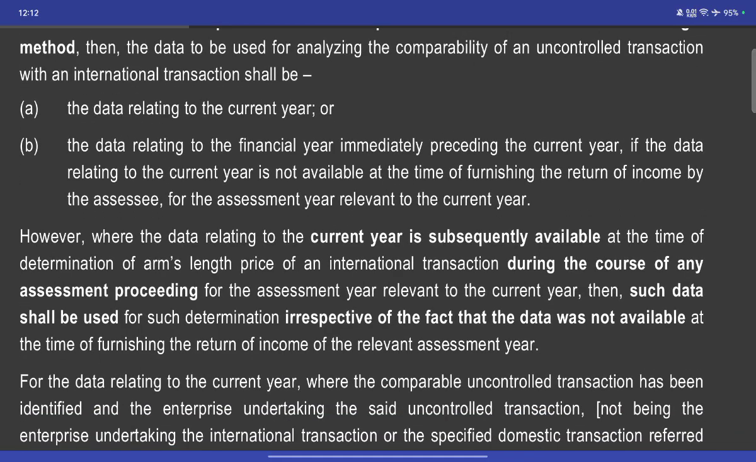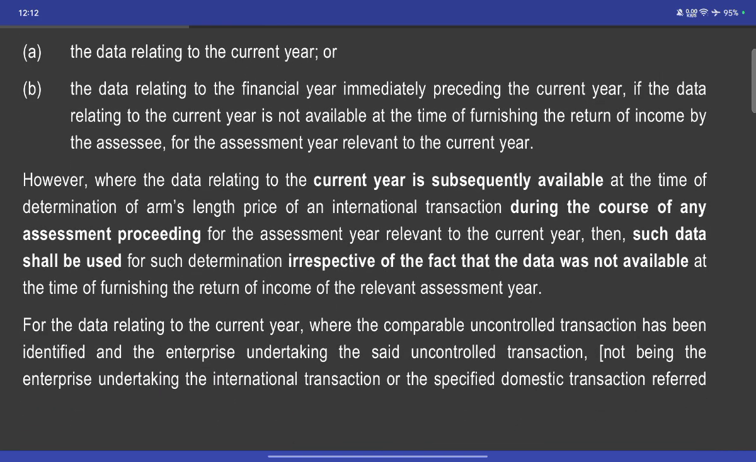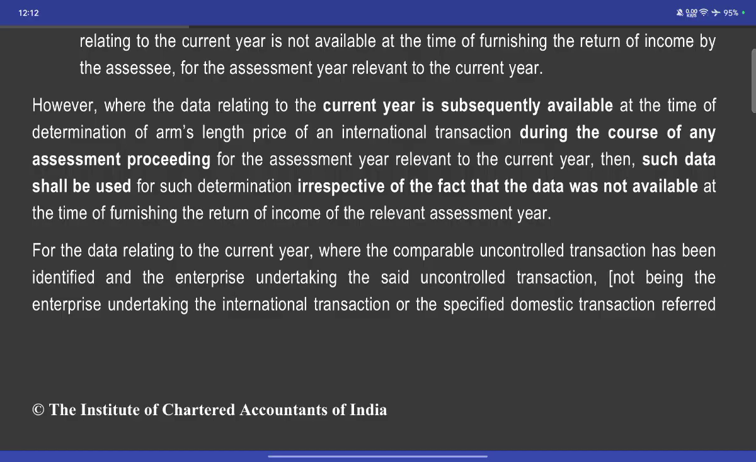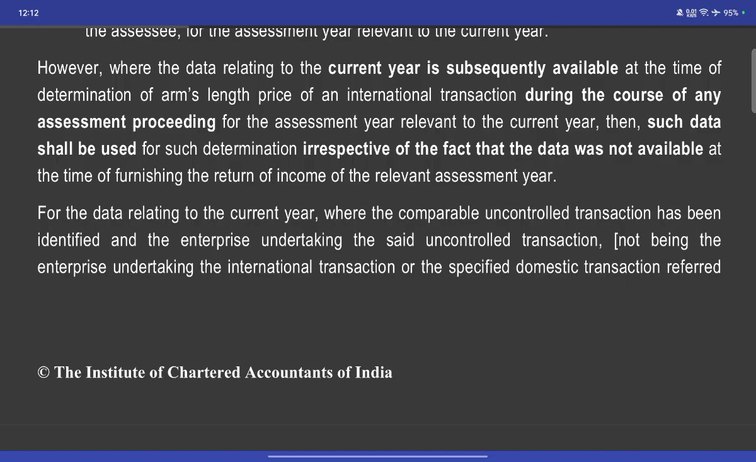If the data relating to the current year is not available at the time of furnishing the return of income for the assessment year relevant to the current year. However, if the data relating to the current year is subsequently available at the time of determining the arm's length price of the international transaction during the course of any proceeding for the assessment year, such data shall be used, in respect of which the data was not available at the time of furnishing the return of income of the relevant assessment year.